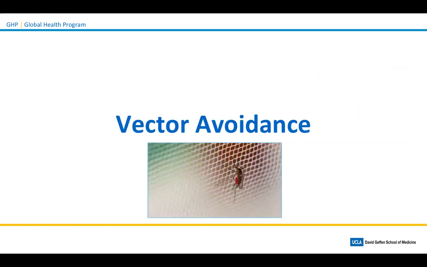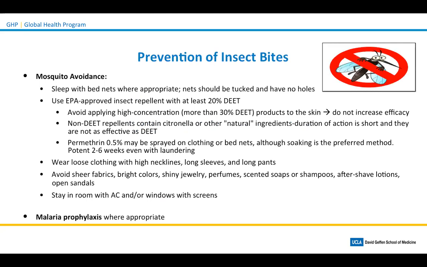So the next big topic that we will be covering is vector avoidance. The prevention of insect bites is key here. So in terms of mosquito avoidance, please sleep with bed nets where appropriate. Nets should be tucked and have no holes in them. Please use an EPA-approved insect repellent with at least 20% DEET. Keep in mind that using anything above 30% DEET will not increase efficacy and will only cause irritation on your skin.